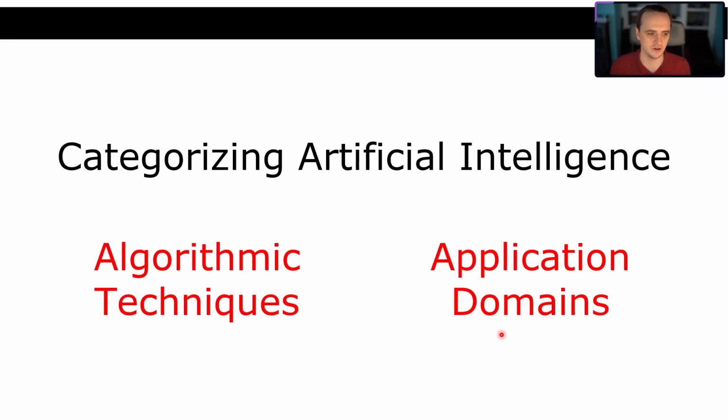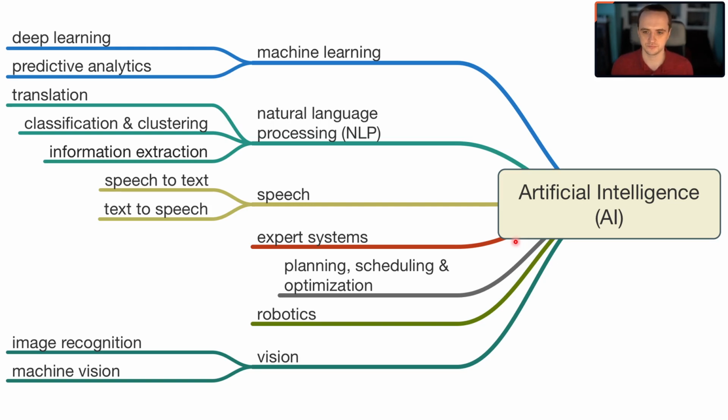So when we talk about AI, we actually want to categorize it somehow, right? We don't want to just say, okay, AI, well, what is AI, right? So when we categorize AI, we're doing one of two things. We're either categorizing the algorithmic techniques that we're using, or we are categorizing the application domains that those techniques get applied to, okay? So here's an example of a categorization of some of the subfields of artificial intelligence.